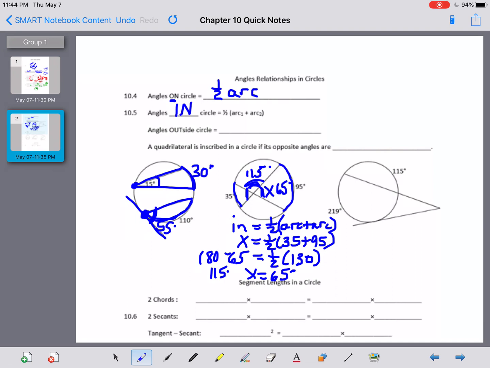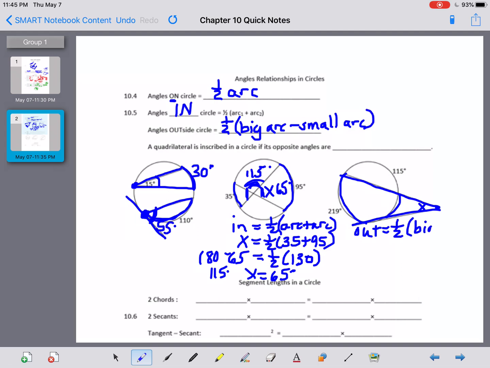All right. And then we have angles outside the circle equal 1/2 of big arc minus small arc. So if I have an angle out here, I follow my lines. I'm going to just put an X out here. It's going to be big arc minus small arc. It only uses the ones that are between the lines that form that angle. So out is going to equal 1/2. I often shortcut it to big minus small, especially on my space here.